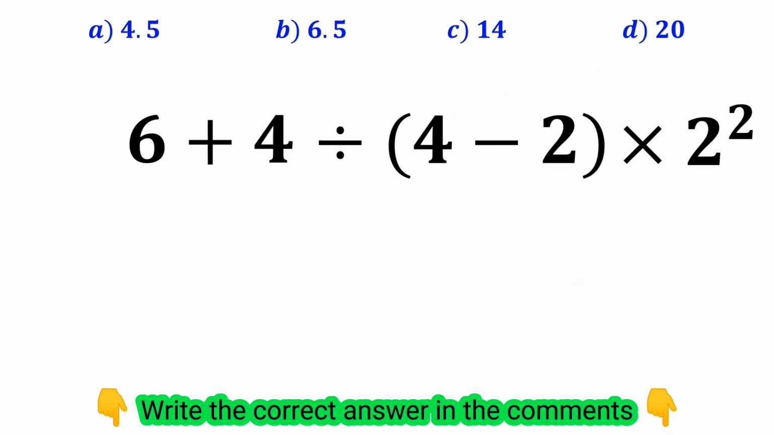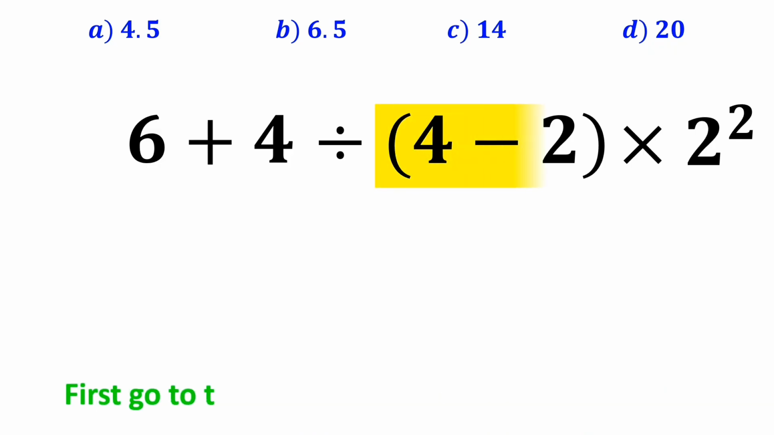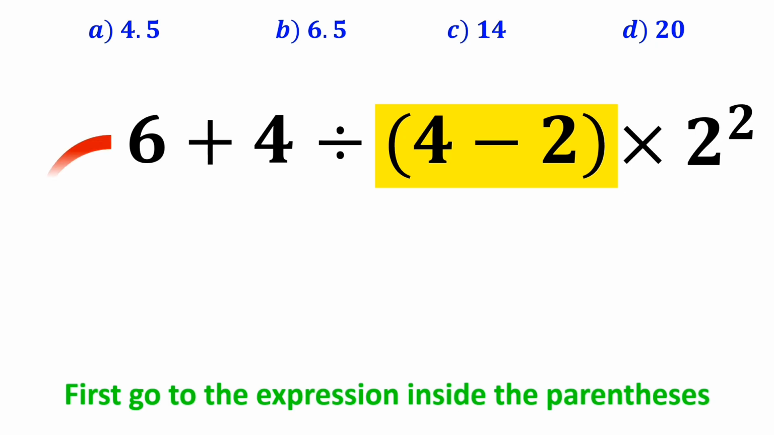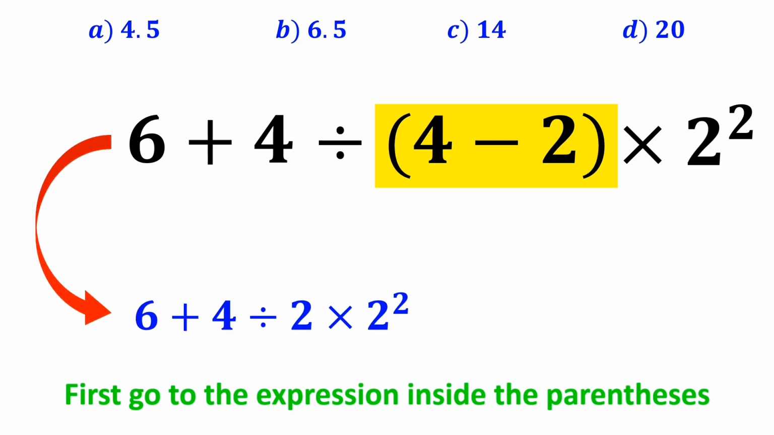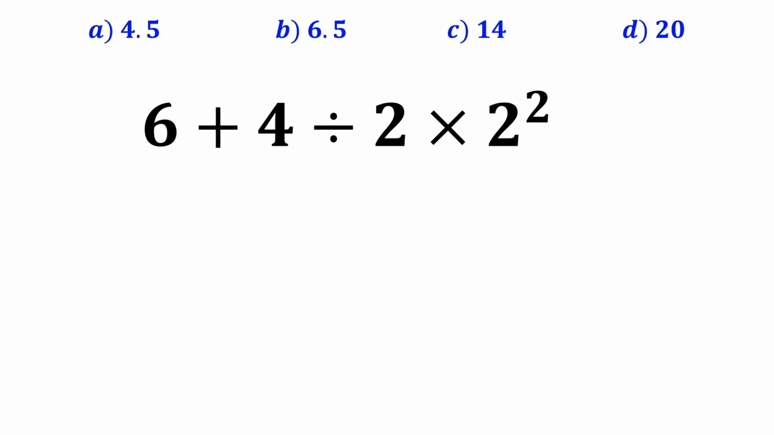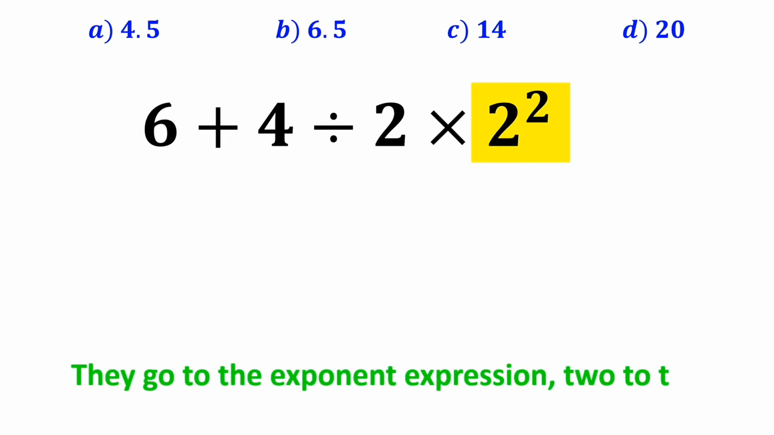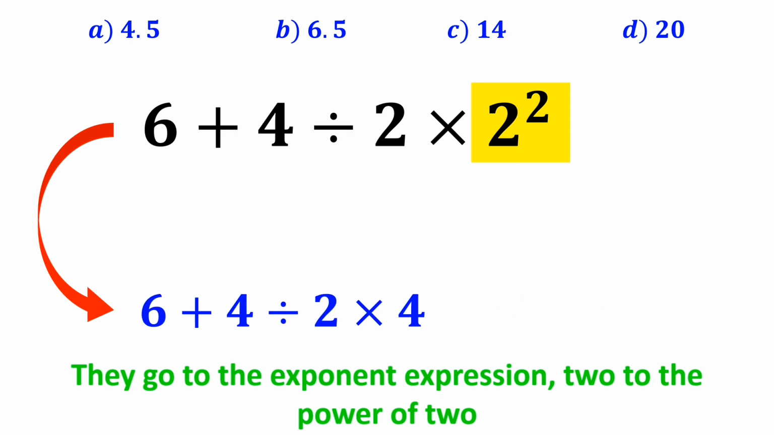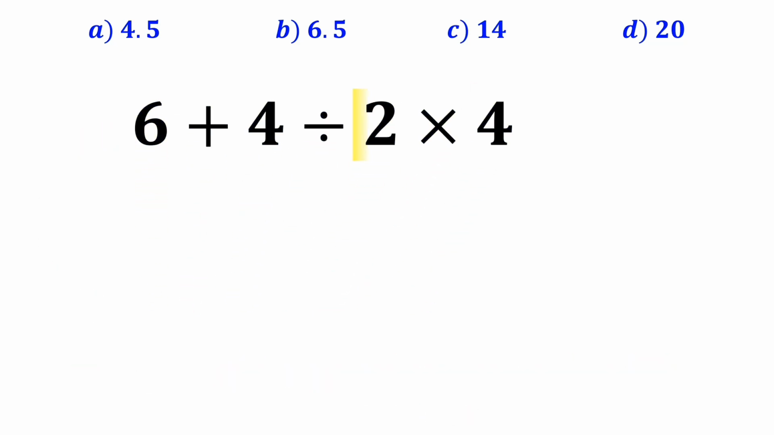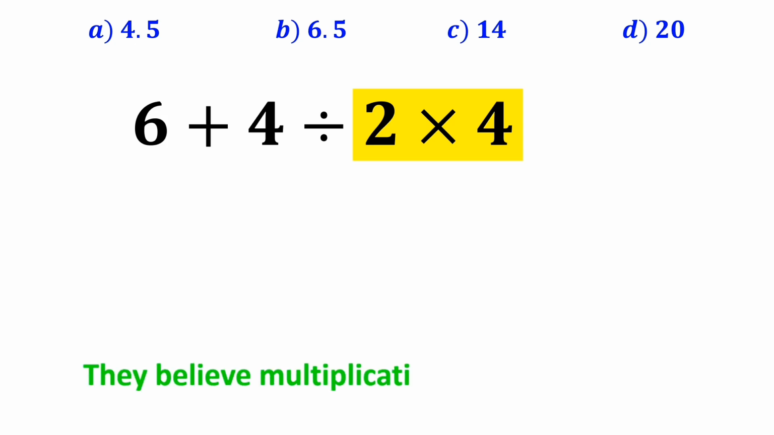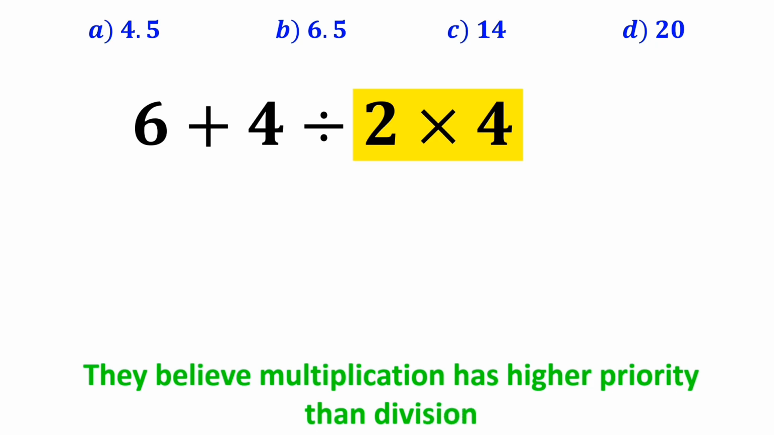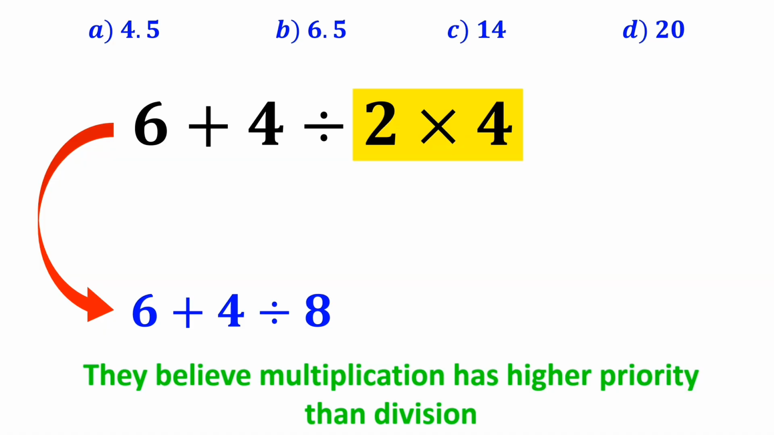Also, some other people, to solve this question, first go to the expression inside the parenthesis, and instead of this expression, they write 6 plus 4 divided by 2 times 2 to the power of 2. In the next step, they go to the exponent expression 2 to the power of 2, and simplify this expression to 6 plus 4 divided by 2 times 4. Then, they perform the multiplication between 2 and 4, because they believe multiplication has higher priority than division. So, instead of this expression, they write 6 plus 4 divided by 8.